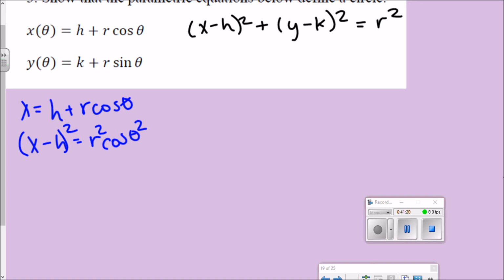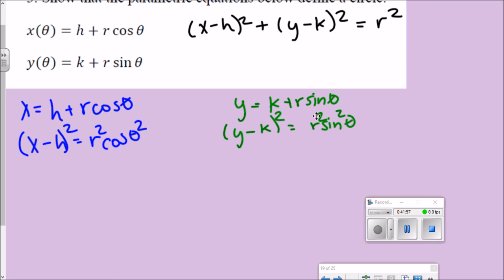Okay, let's keep going. Again, you'll see why it works here in just a moment. Let's try the other side. I'm going to do the y side now. So this is y is equal to k plus r sine theta. And again, I'm going to do the same thing. I'm going to move over the k and I'm going to square both sides. So when I square this whole side, that's what it looks like. When I square this whole side, it'll square both the sine and the r. Okay, so this is what I have right now.